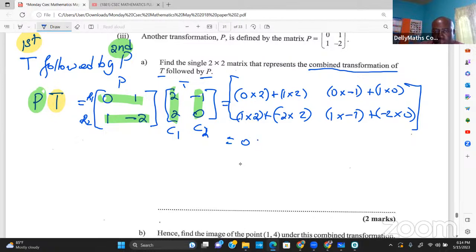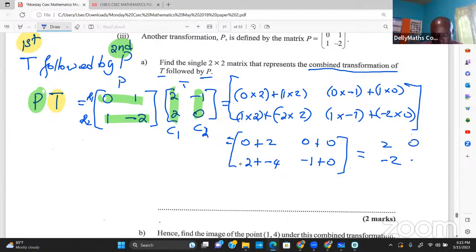This is 0 plus 2. Then I have a 0 plus 0. And where are we now? We have 2 plus negative 4. I have a negative 1 plus 0. Let's break it down some more. Finally, I'm getting 2, 0, negative 2, negative 1.